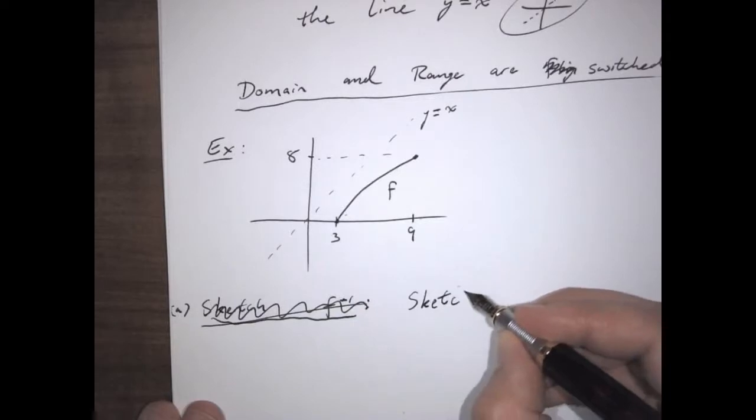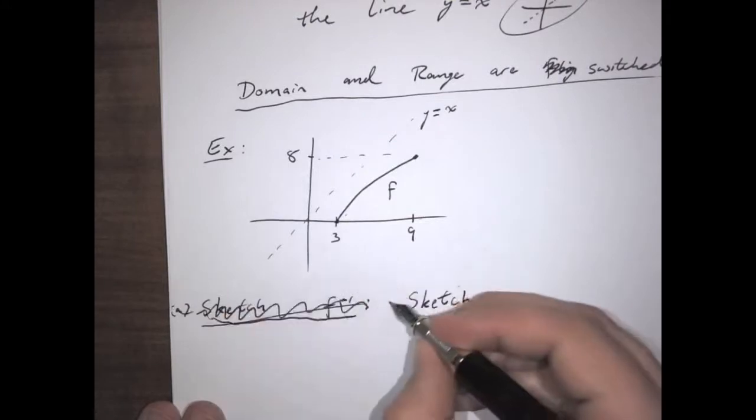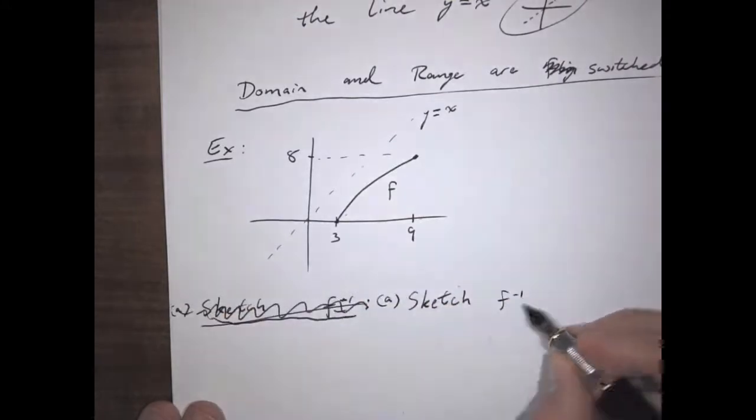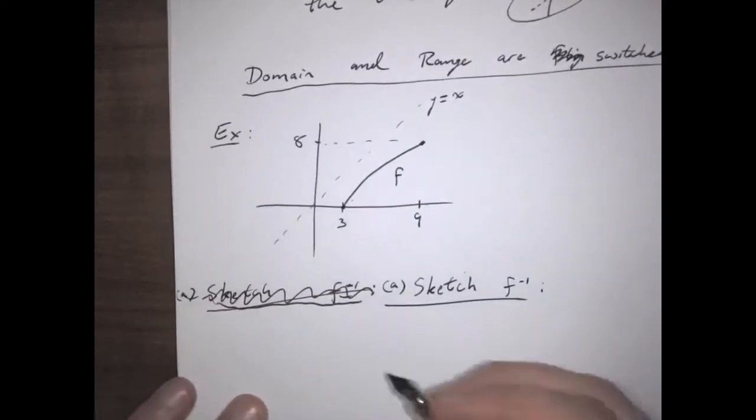There's nothing wrong with that. Just my underline looked like it was crossing it out. And so for the purposes of the notes, I just want it to be clear. These are the instructions. So sketch f inverse.